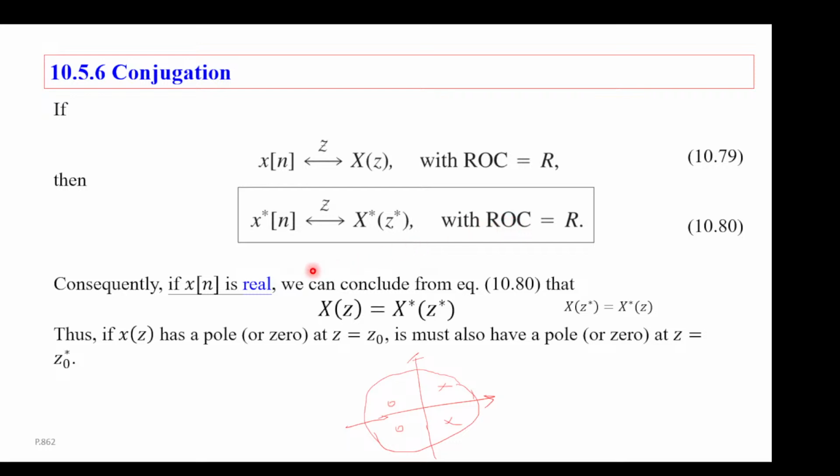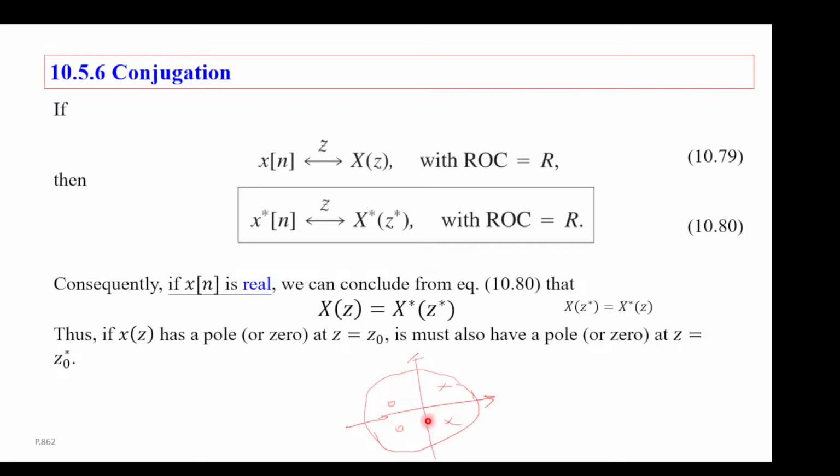And also if x of n is real, then big X of z star will be equal to big X star of z. Okay, and from this equation we see that if x of n is real and it has a pole or zero at some point z equals z0, it will also have a pole or zero at z equals z0 star. And so it is something similar to what we had with the Laplace transform. But if you draw it in a picture, it means that say you have a pole here.